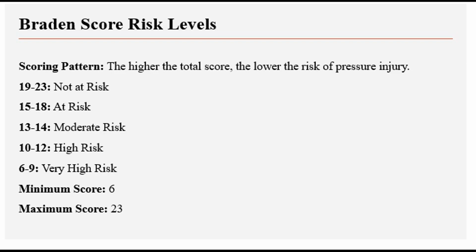if we get a score of 19 to 23, the patient is not at risk. If 15 to 18, the patient is at risk. 13 to 14, moderate risk. 10 to 12, high risk. 6 to 9, very high risk. I told you already, if the score is coming down, the risk level is high. If the score is going up, the risk level is very low. The maximum score is 23, and the minimum score is 6.